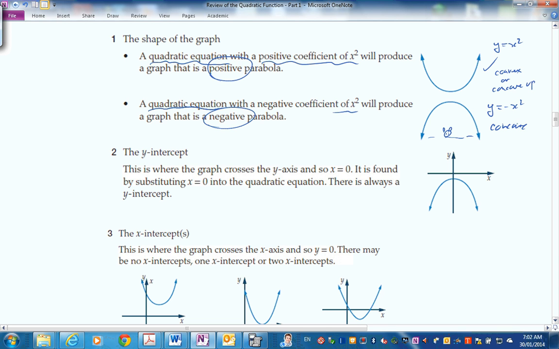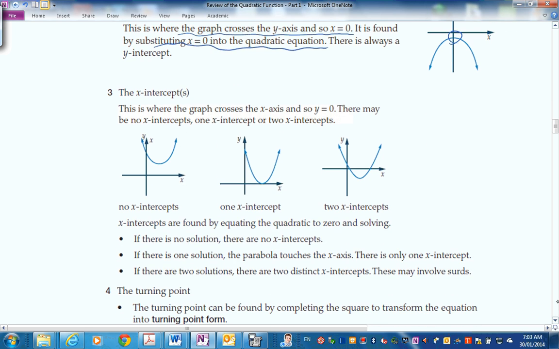Okay, so got that? The y-intercept is where the graph cuts the y-axis, and so x is 0, it hasn't gone anywhere either left or right, and you substitute x is 0 into the equation. There's always a y-intercept for these. What about the x-intercept? You put the function equal to 0, because it crosses the x-axis, so y is 0. Sometimes there aren't any x-intercepts. Look at this, the whole function is above the x-axis. Sometimes there's only one, sometimes there's two.